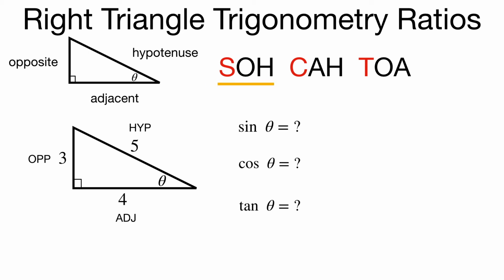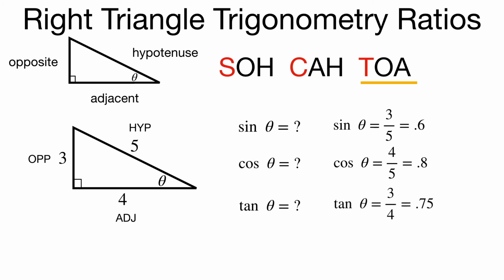Now, sine is opposite over hypotenuse. So let's see. Here my opposite is 3, my hypotenuse is 5. So sine of theta will be 3 over 5, opposite over hypotenuse, which is 0.6 if we wrote it as a decimal. Cosine is adjacent over hypotenuse. In this little figure here, my adjacent is 4, my hypotenuse is 5. So cosine theta is 4 over 5, or 0.8 as a decimal. Tangent is opposite over adjacent. In this case, opposite is 3, adjacent is 4. So tangent of theta is 3 over 4, or 0.75.